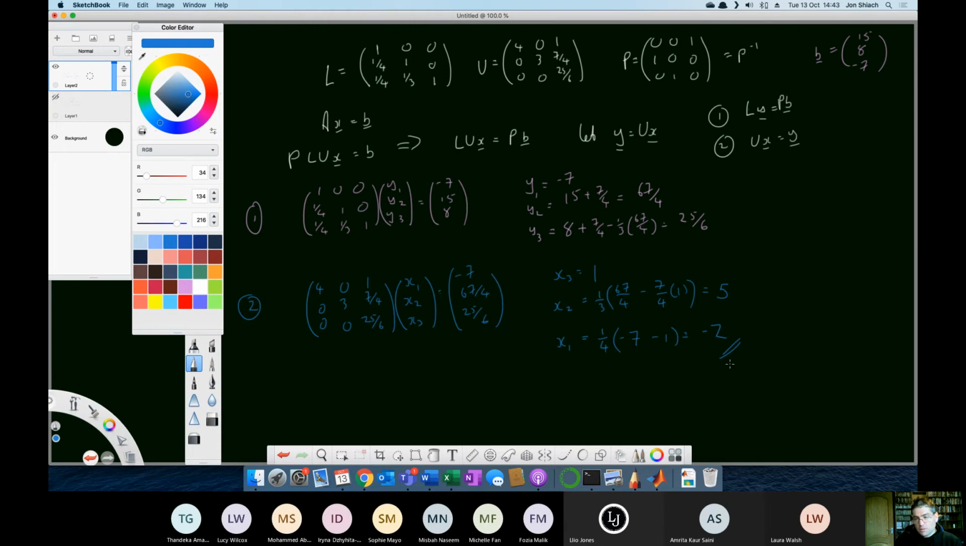Okay, so that was an example of using LU factorization to solve a linear system, and this is a very common method, especially used in ODE solvers.